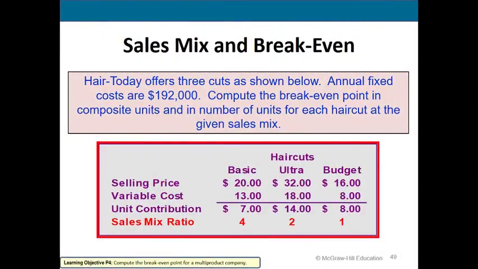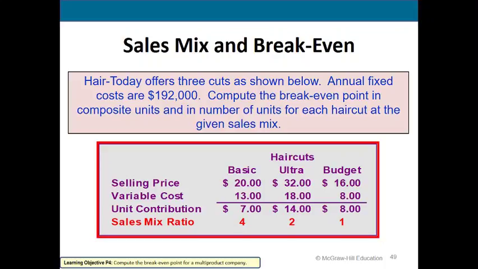So here we have an example. Hair Today offers 3 cuts as shown below. Annual fixed costs are $192,000. It says compute the break-even point in composite units and in number of units for each haircut at the given sales mix. All right, so here we go.